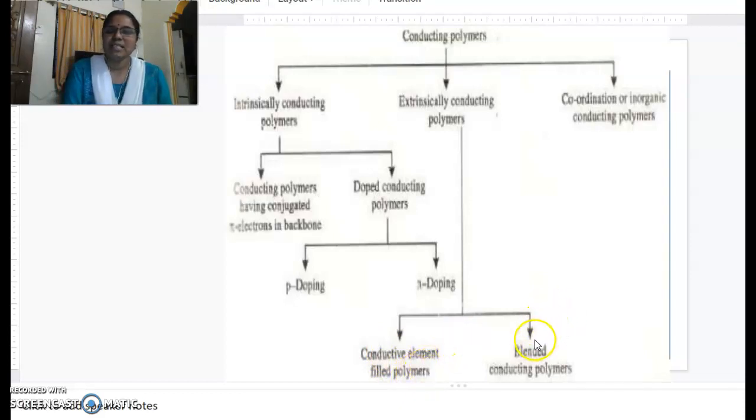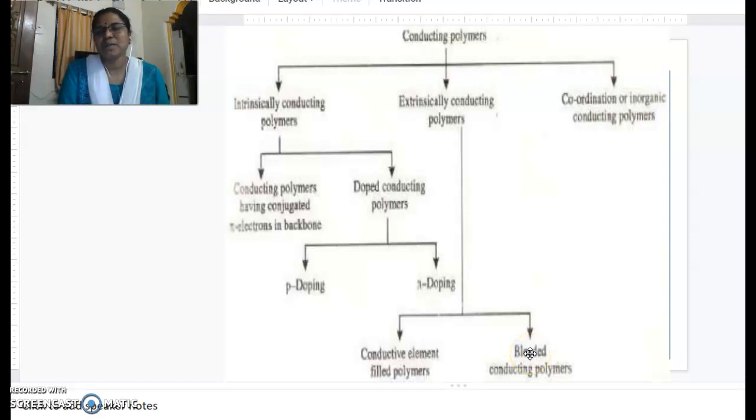The second one is blended. Blender. What is meant by blender? As you know, in the preparation of desserts like ice creams, cakes, etc., you use a blender. It means it mixes the contents very thoroughly. So that is about blender. Here we are supposed to mix 40% polypyrrole with the non-conducting polymer so that the whole will become a conducting polymer.